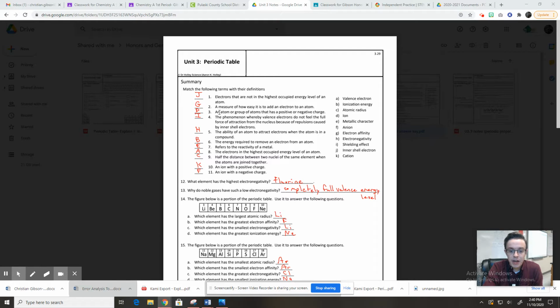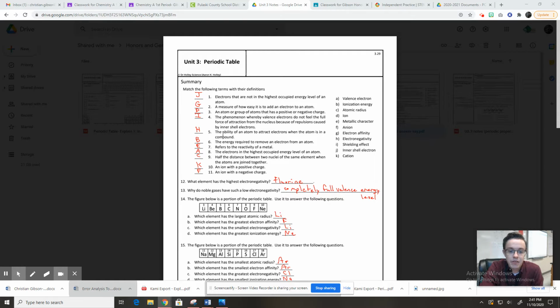An atom or group of atoms that has a positive or negative charge, those are called ions. Ions are atoms when they have an electric charge, either positive or negative. Okay. Phenomenon whereby valence electrons do not feel the full force of attraction from the nucleus because they're repulsed by those inner shell electrons. They're pushed away, they're shielded from the nucleus, is called the shielding effect.